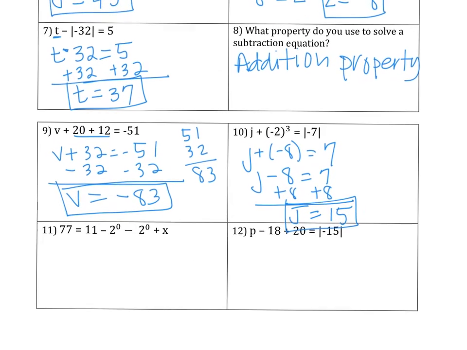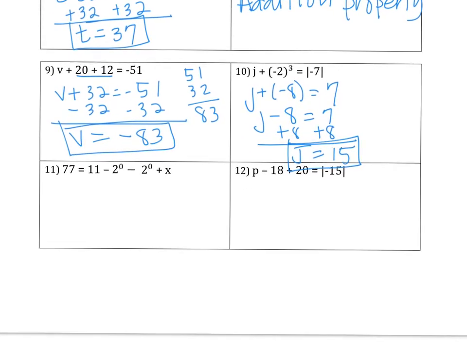Okay, our last two. Okay, way over here is our variable. That means all of these we have to simplify and then bring to the other side. So first of all, let's simplify. We have 77 equals 11 minus 1 minus 1 plus x. 77 equals 11 minus 1 is 10, minus 1 is 9.